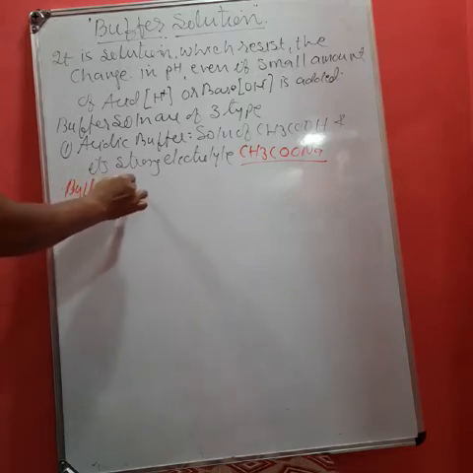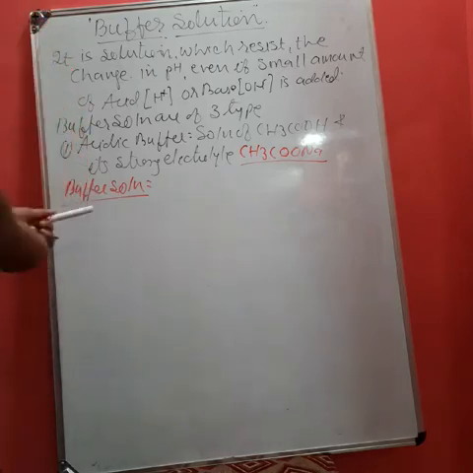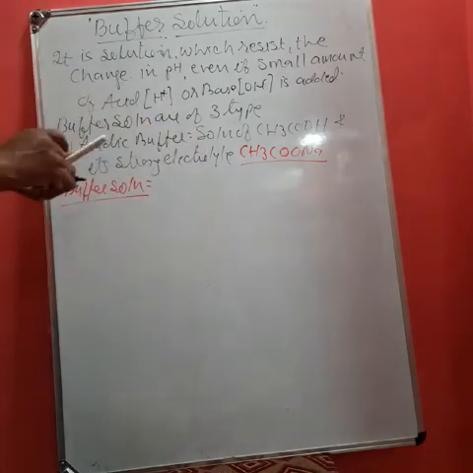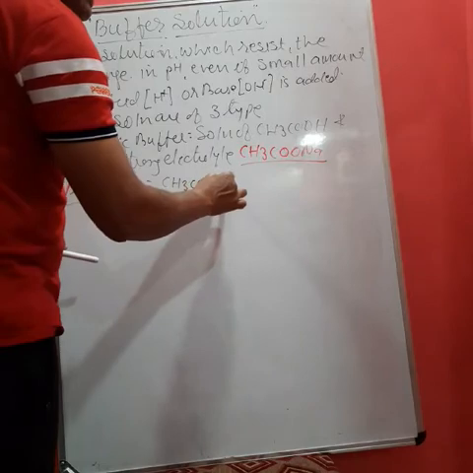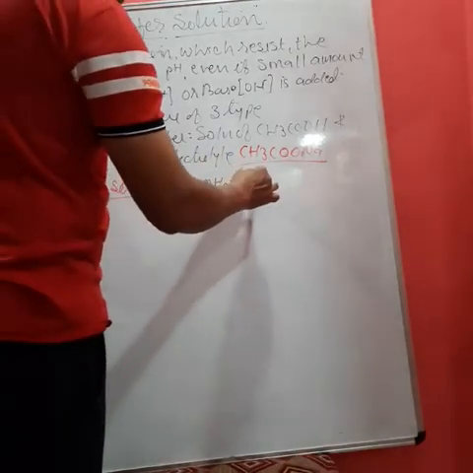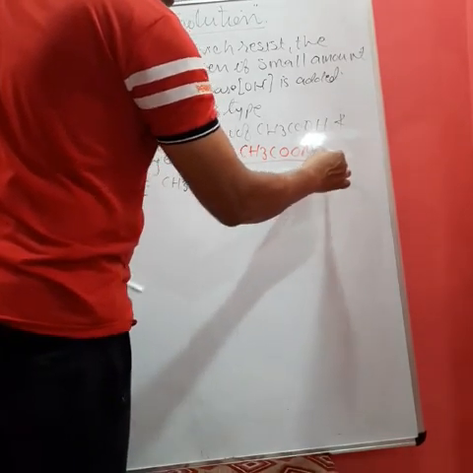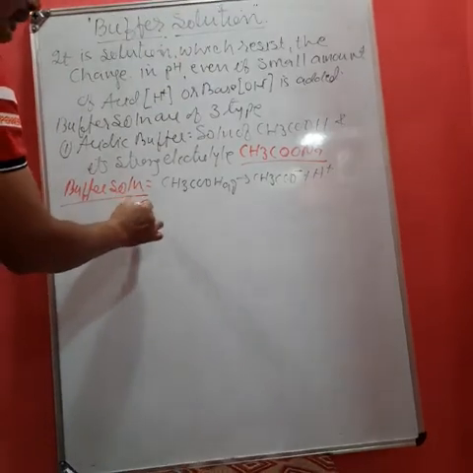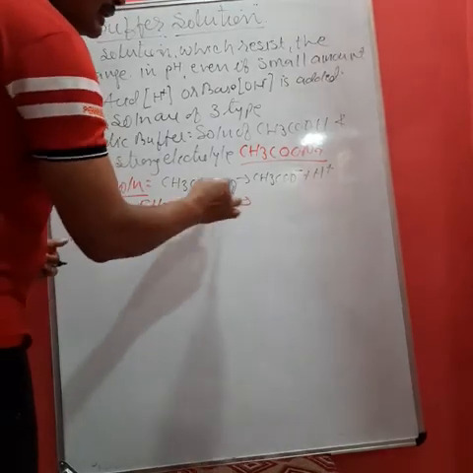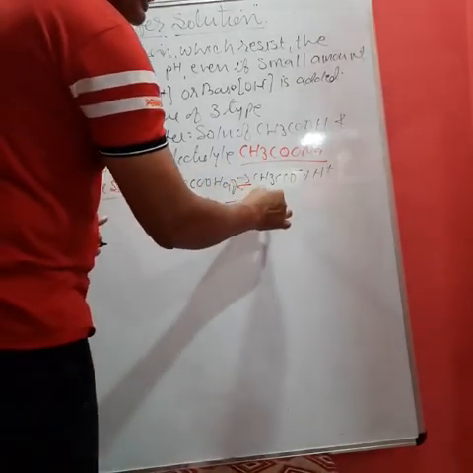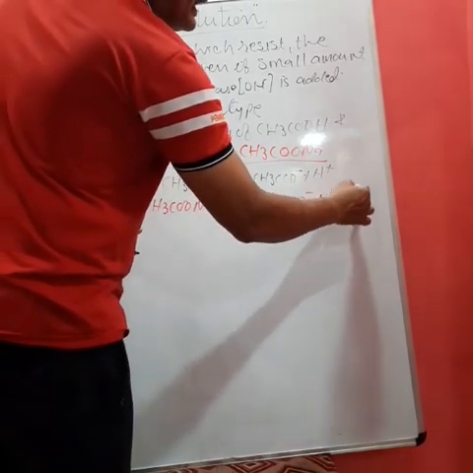I told you earlier that even if we add acid and base, there should be no change in its pH. So how is it possible? It is possible because, student, you know that acetic acid is a weak acid. So its aqueous solution produces acetate ion plus H cation. But if we add a small amount of strong electrolyte CH3COONa, it will ionize completely and form a larger amount of acetate ion and Na cation.